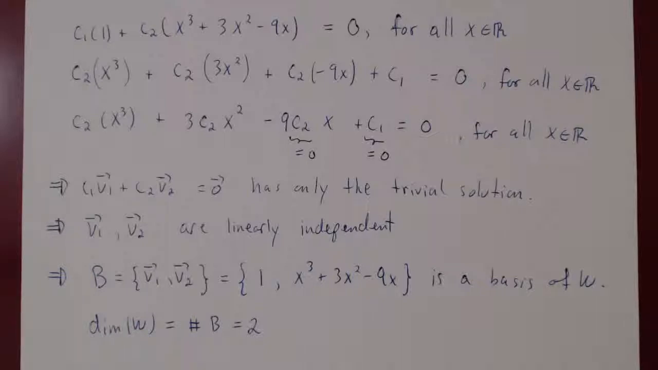One last comment is, if you ever try to prove that something is a vector space using the subspace theorem, if one of the two closure axioms fails, you can stop and you do not have a vector space.